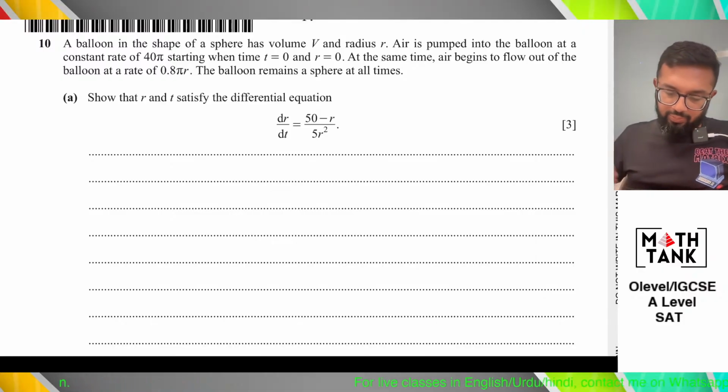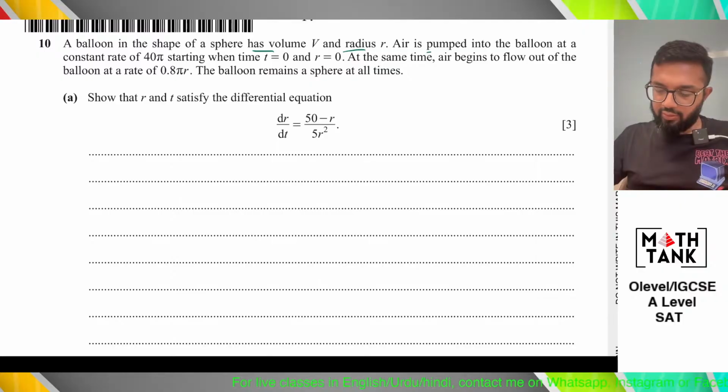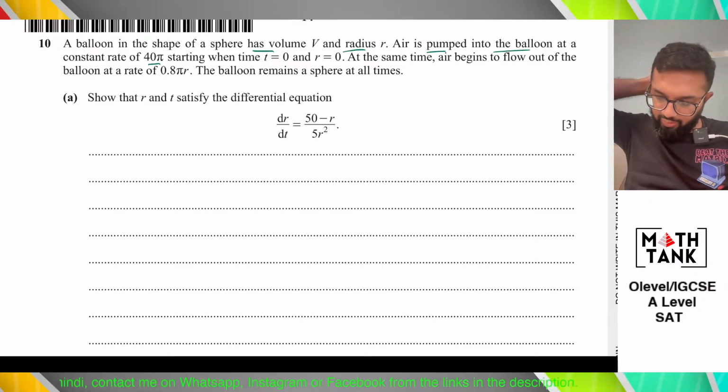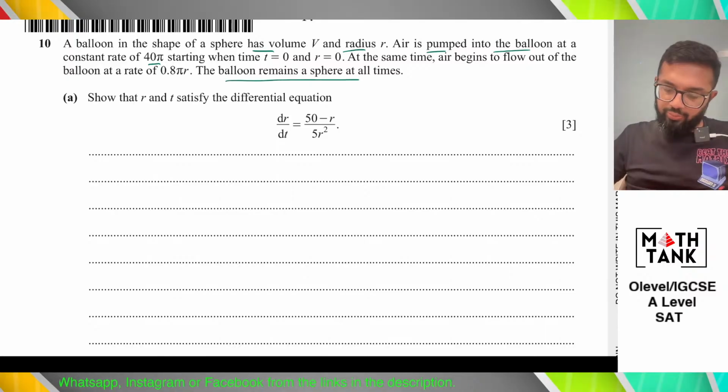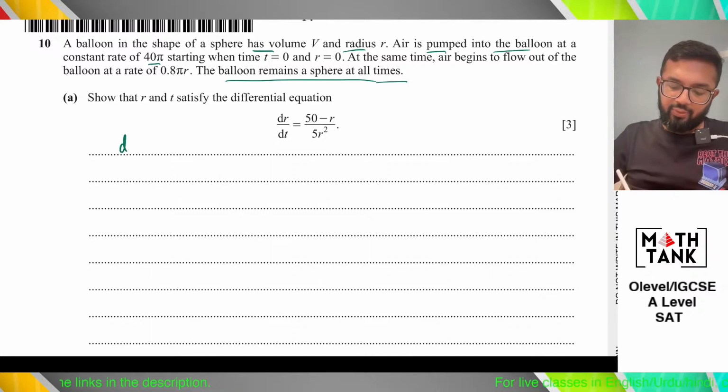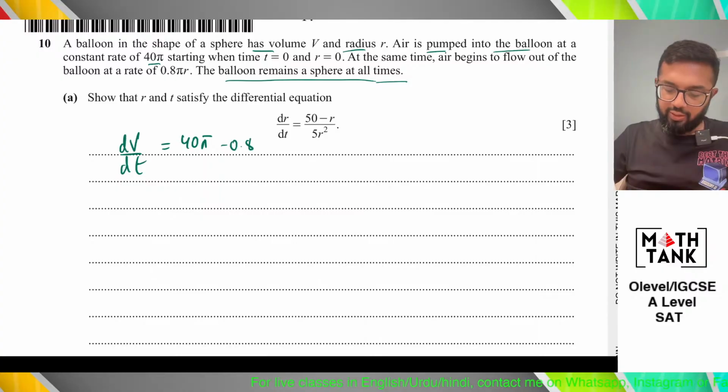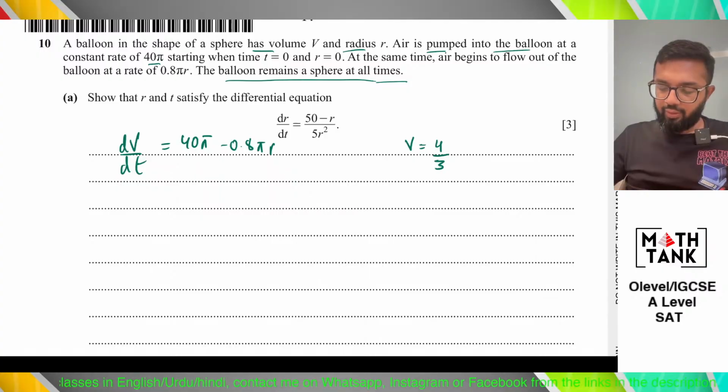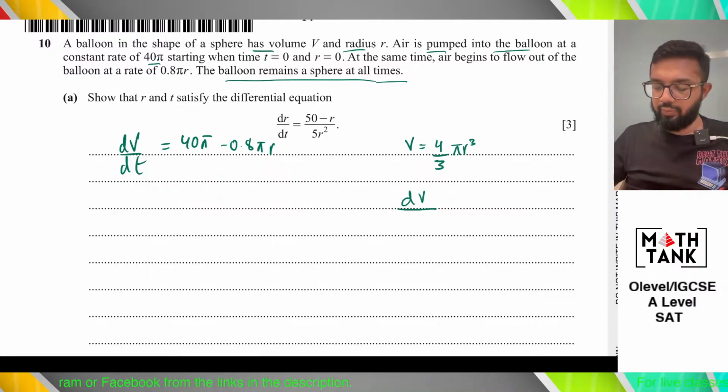Question number 10, it says a balloon is in the shape of a sphere, has volume V and radius R. Air is pumped into the balloon at a constant rate of 40 pi. When t equals 0, R equals 0. At the same time, air begins to flow out. The balloon remains a sphere at all times so that R and t satisfy this. So it's the volume that's changing first, 40 pi minus 0.8 pi R. But I don't want to prove to you volume. I want to prove to you dr over dt. The volume of a sphere is given as 4 over 3 pi r cubed. That should be there in the formula sheet as well.